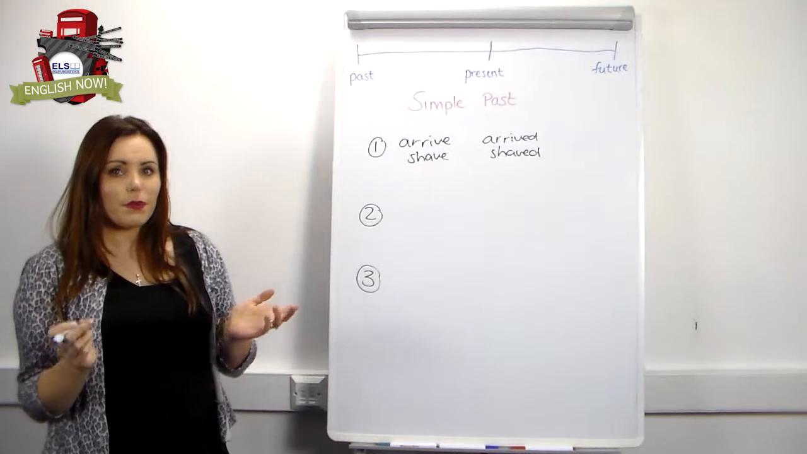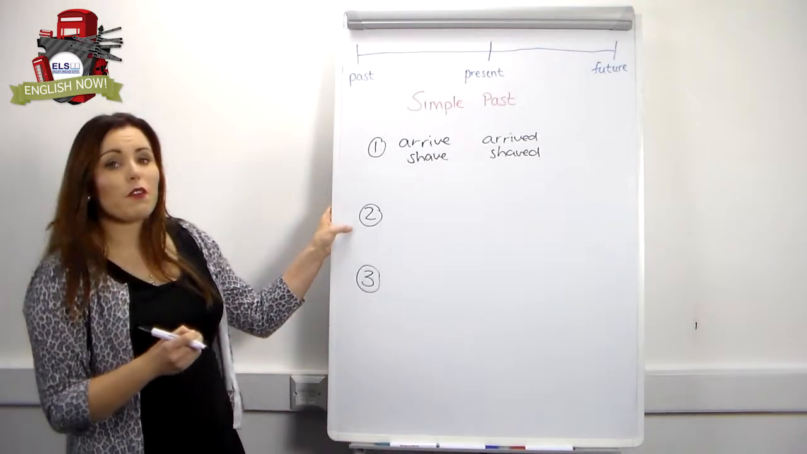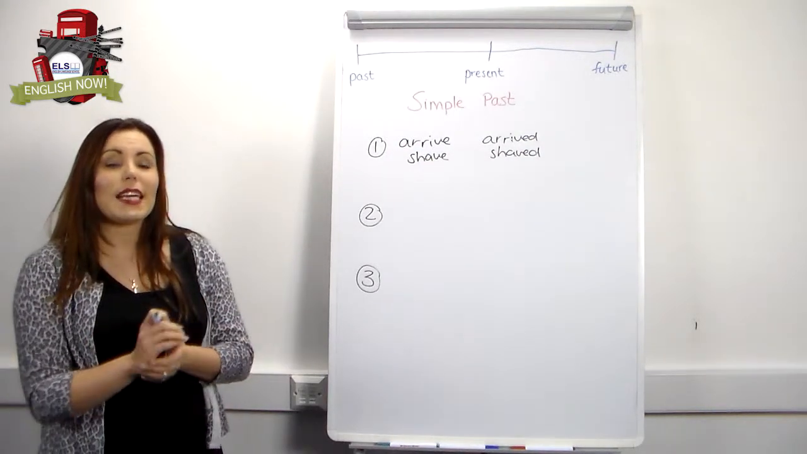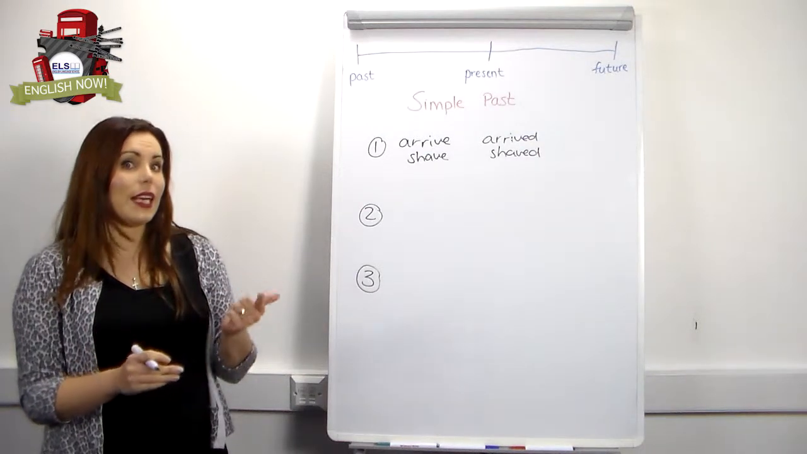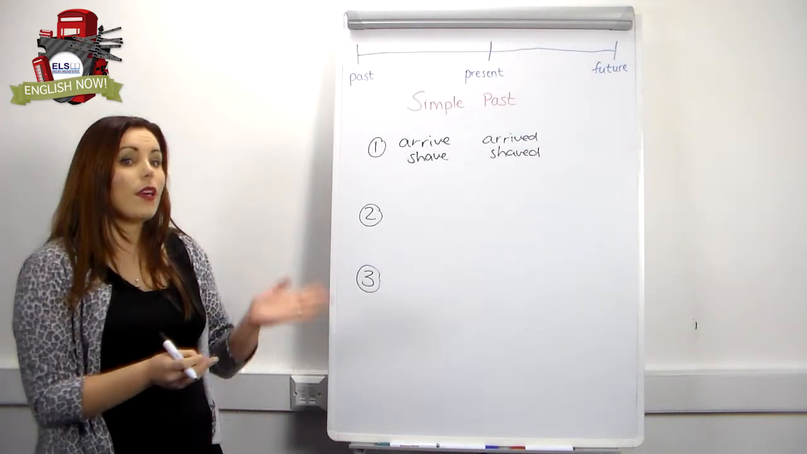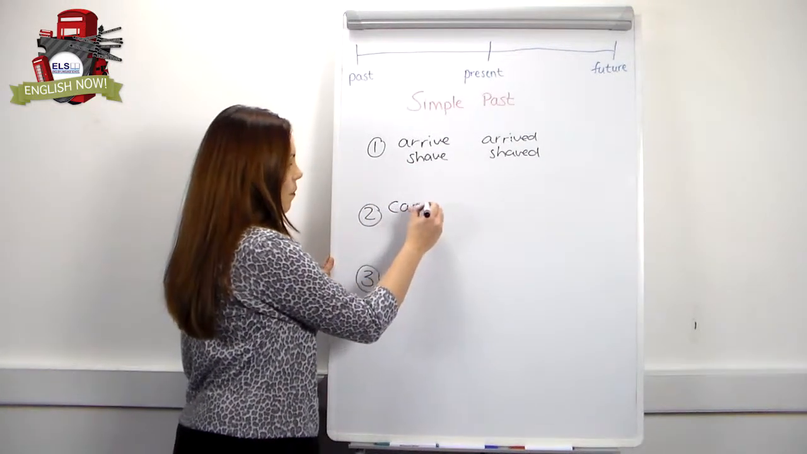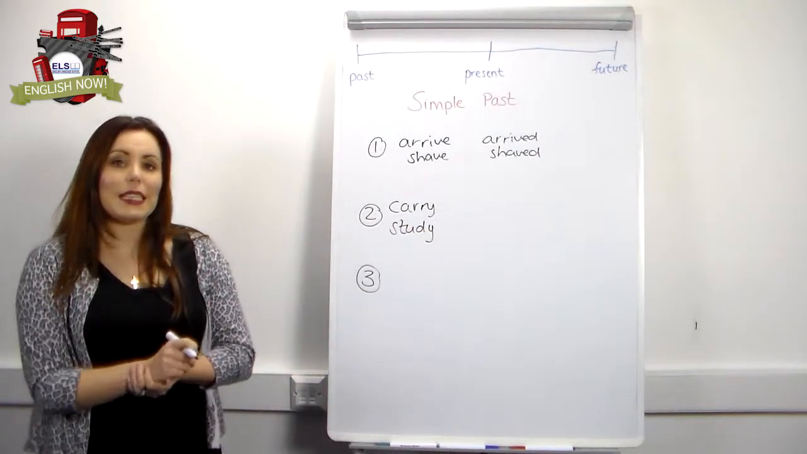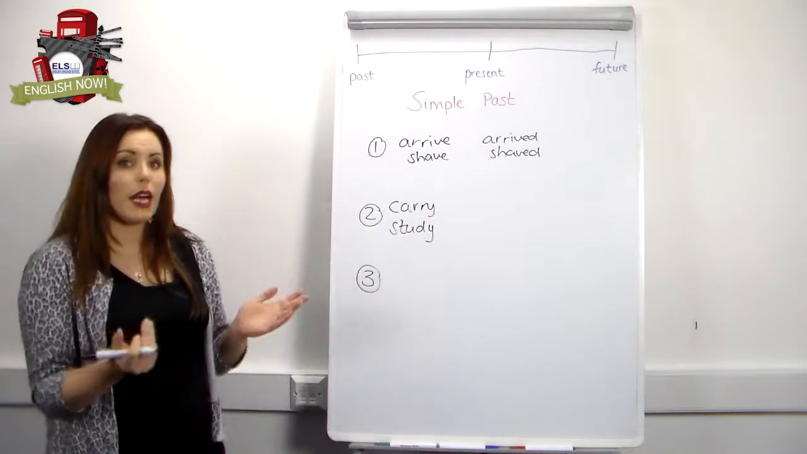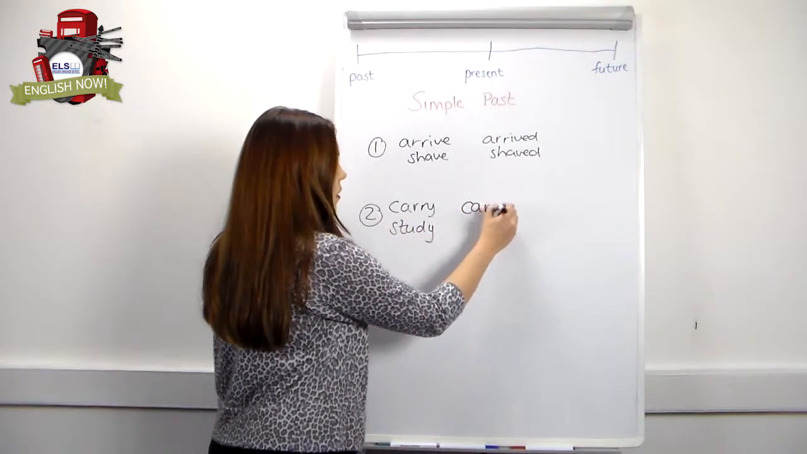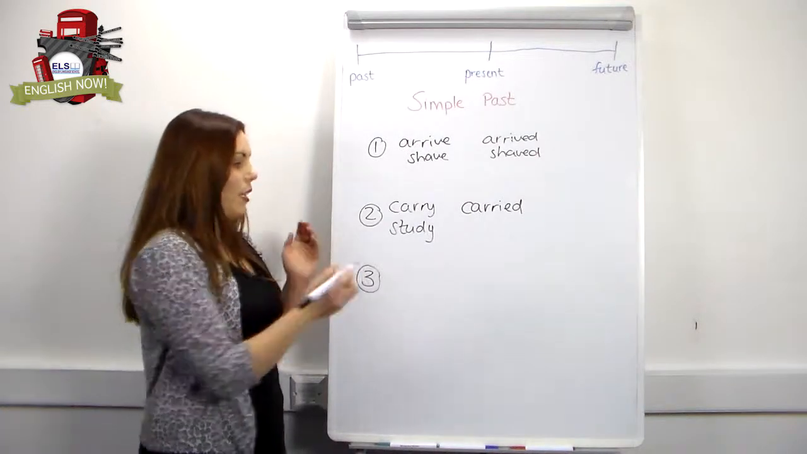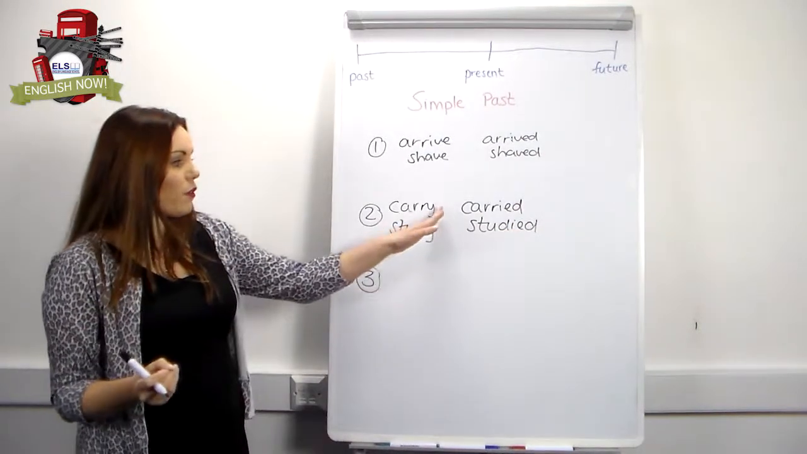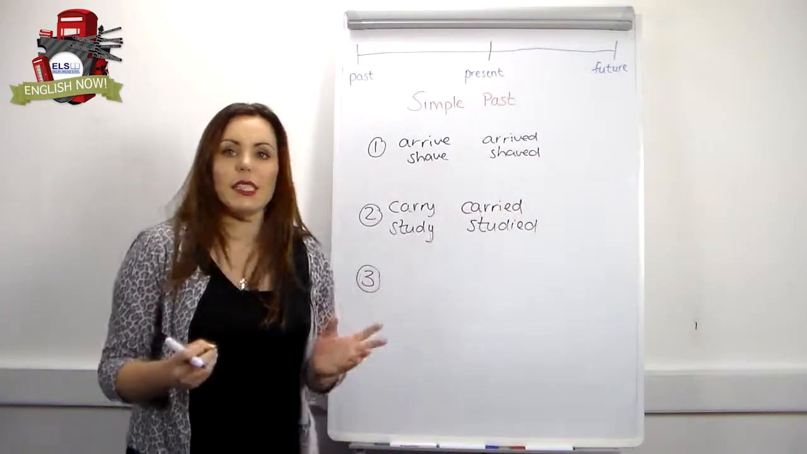The second spelling rule is that if the verb ends in a y after a consonant, and remember a consonant is any letter that is not a, e, i, o or u, for example, carry or study, before we add ed, we must change the y to an i. Carry becomes carried, study becomes studied. We've removed the y, added i, and then added ed.